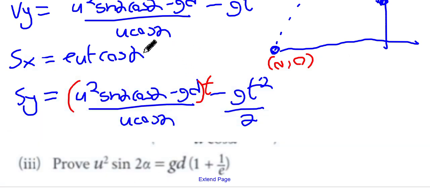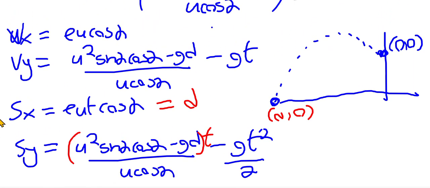Would you agree that the SX distance equals D? Agreed? Wait, no, that's an EU T cos alpha. What? That's an EU T cos alpha. Yeah, it is EU T cos alpha. It got multiplied by T. Oh, with T. Got hit off the wall. Yeah.